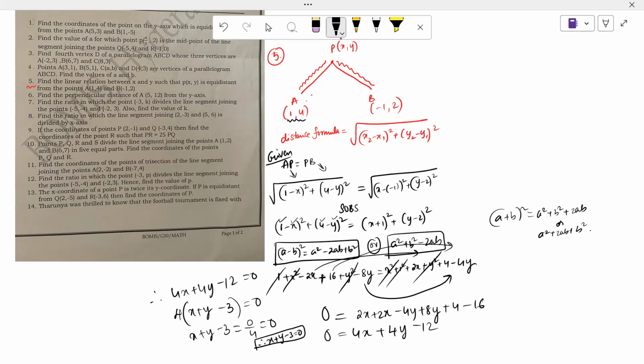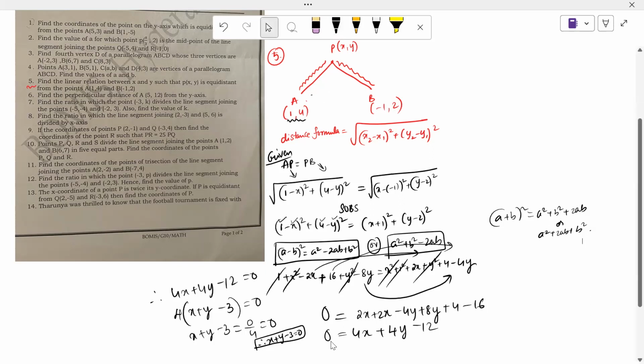Okay, so after writing them, you can cancel. See, x square cancels on both sides. 1 square means 1, here also 1 square is 1, so 1 and 1 cancel on both sides. y square cancels on both sides. And just send all the left side terms to the right side. Then it will become 4x plus 4y minus 12 equal to 0.